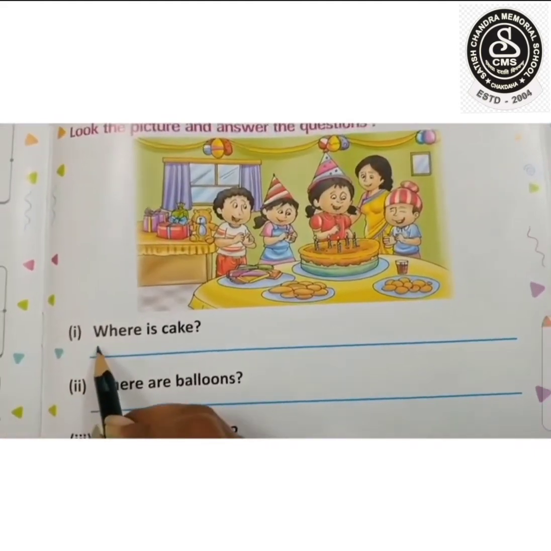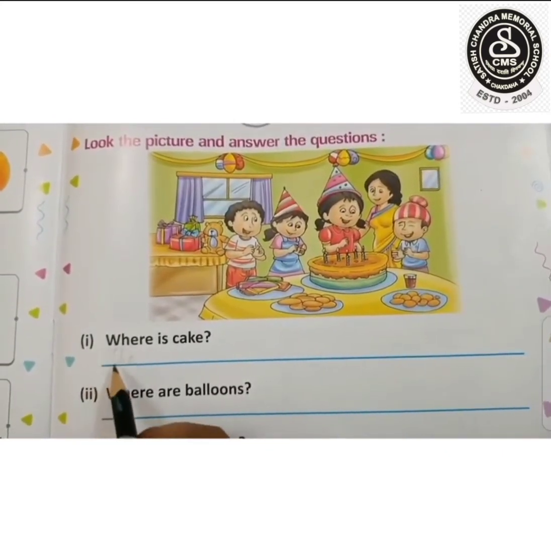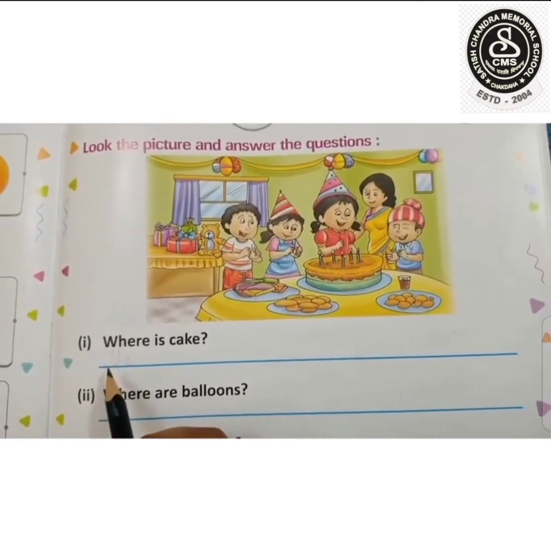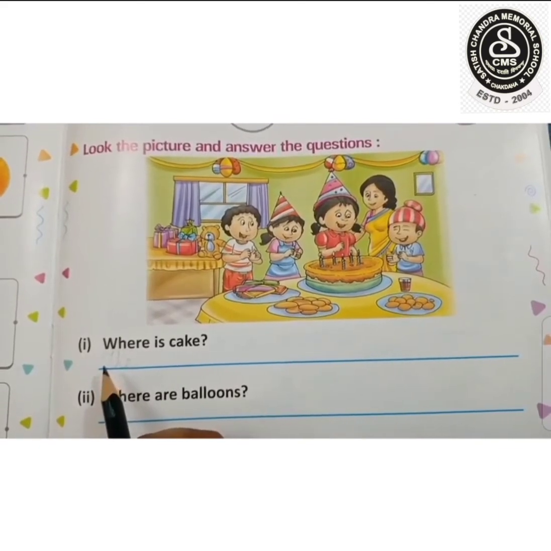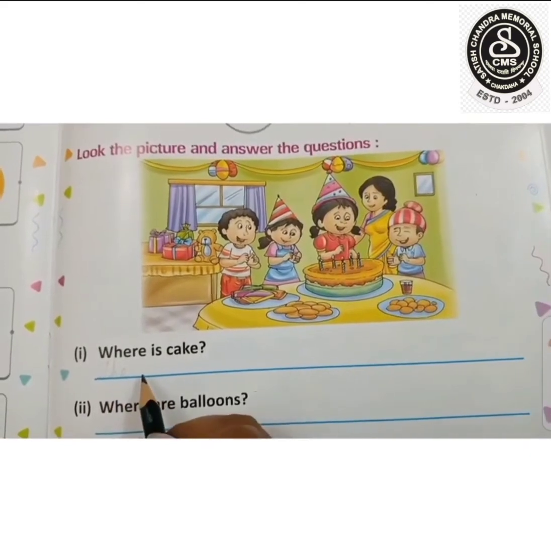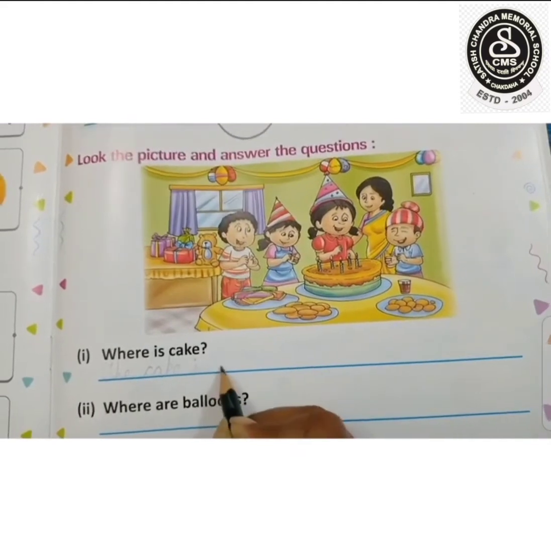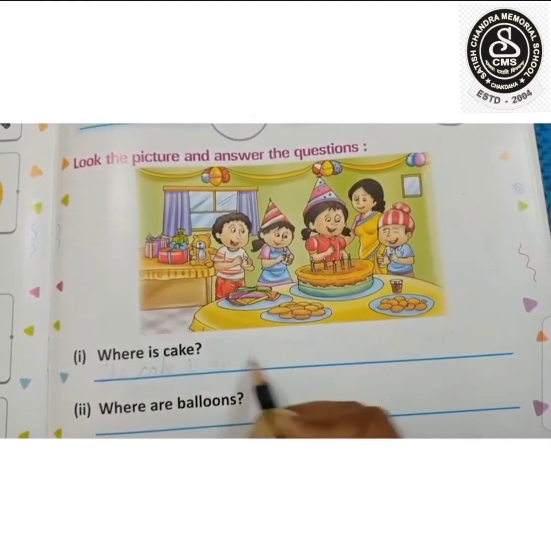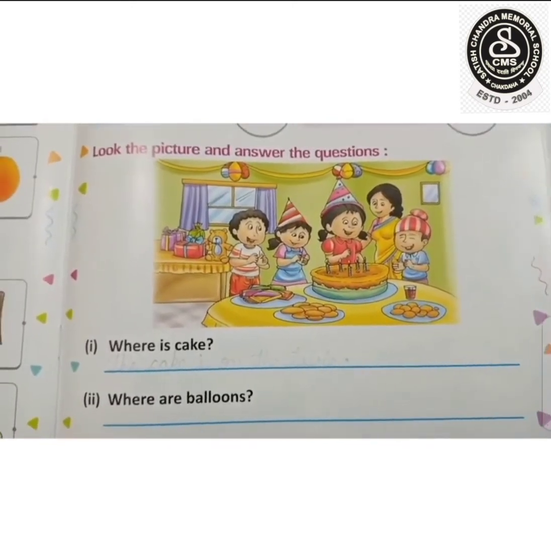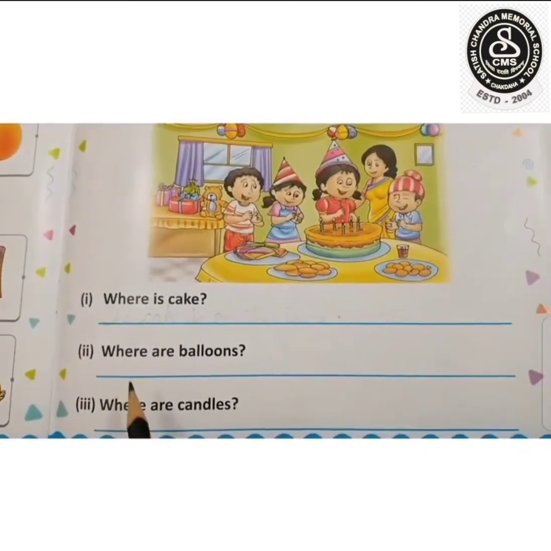Now let us write it. All of you will write the first alphabet in capital, okay, because we are writing a sentence. So the first alphabet of a sentence should be in capital, and after finishing we have to put a full stop. So the cake is on the table. We have completed writing the sentence, so we will put a full stop. Now let's see the next question.